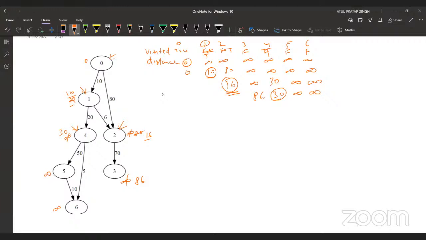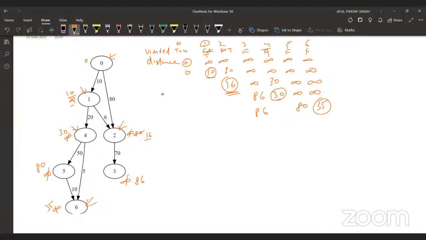If we are moving from 4 to 5, 30 plus 50 is 80, which is less than infinite, so 80. And if we are moving from 4 to 6, 30 plus 5 is 35, which is also less than infinite, so 35. So if we select this, the 86 remains 86, the 5 becomes 80, and the 6 becomes 35. Now the next selected vertex is 35.